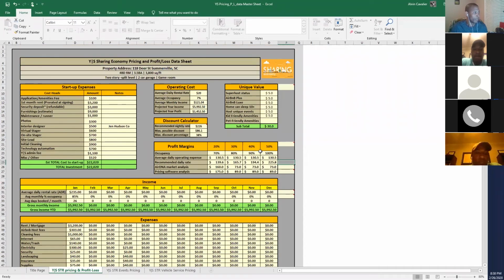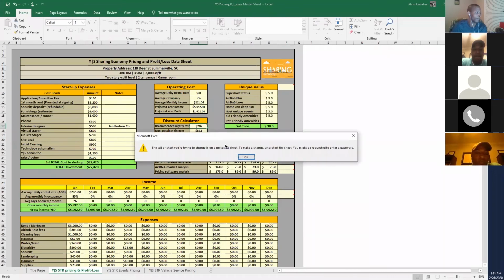I'll speed up here a little bit. I think we're running short on time, but if you look right above the profit margin here, you'll see a discount calculator, and it's built really just to help you take the guessing out of offering a discount. And let's just say we'll take 139. We'll take this number. We'll plug it in there.